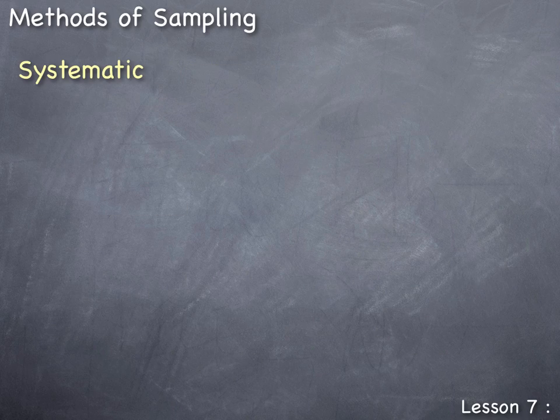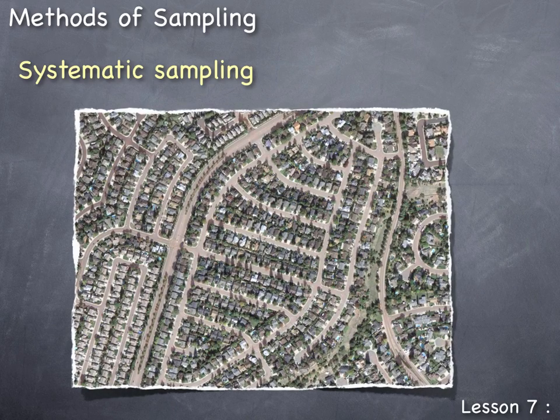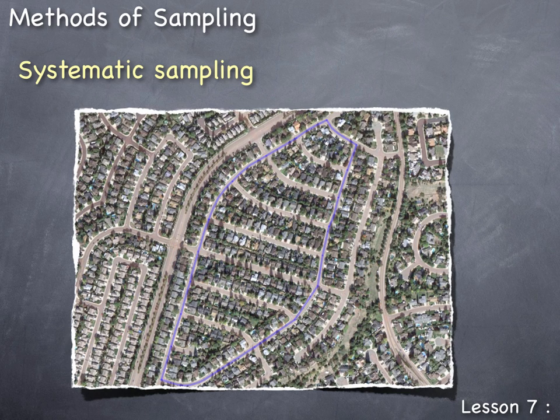To illustrate this, we first identify our population of interest, let's say all of the households within this neighborhood. And then, using some random process, like a random number generator on a calculator, we could randomly select one of the households within this population. Let's say this one becomes our first household selected.